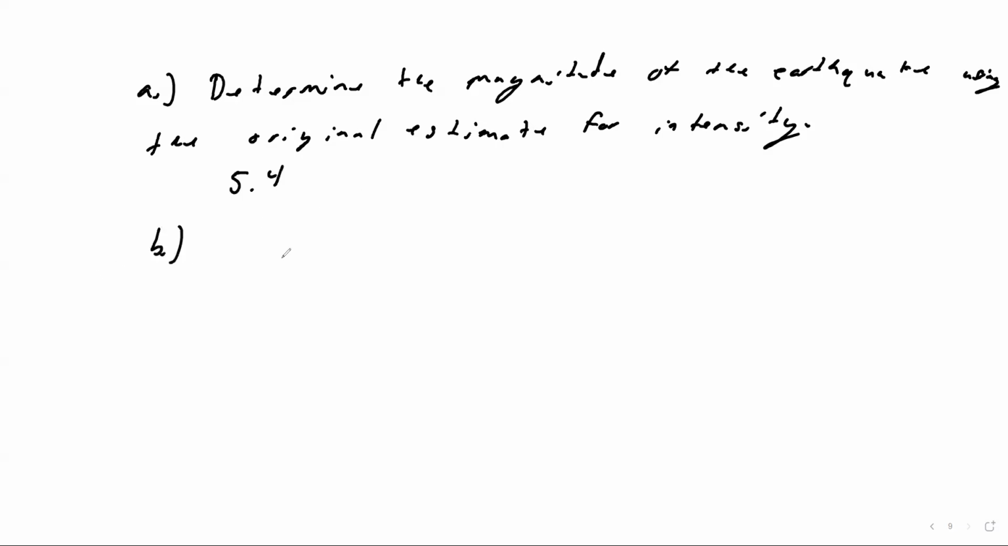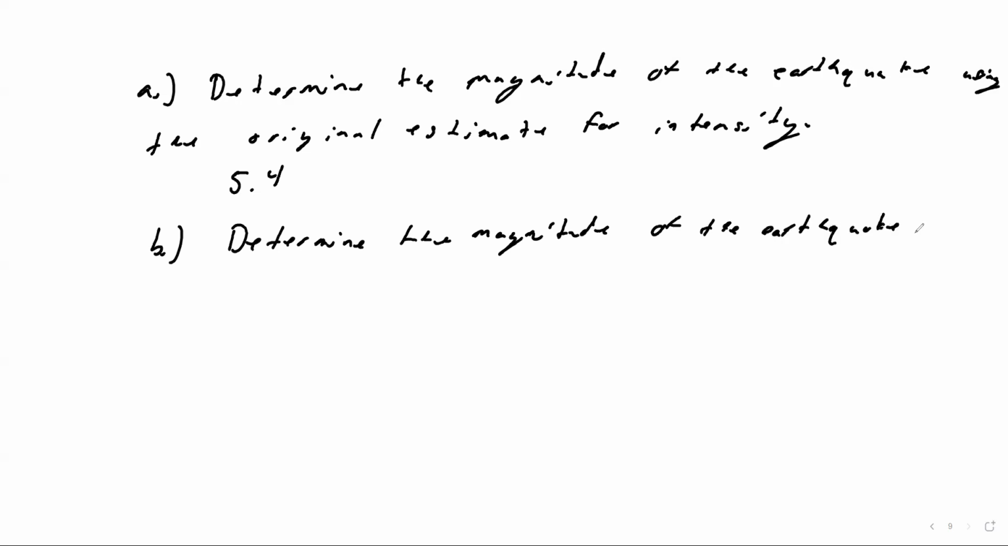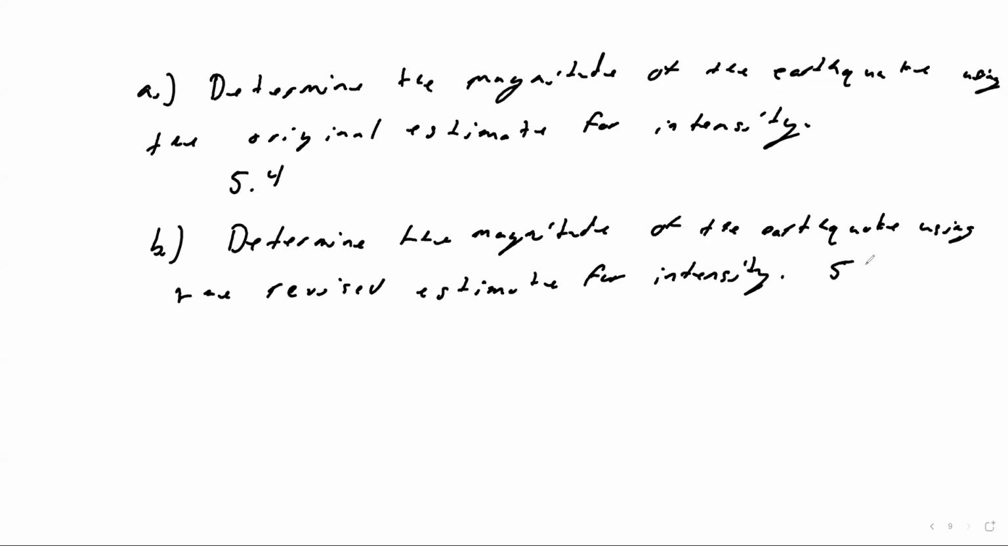Then part B says determine the magnitude of the earthquake using the revised estimate for intensity. And it's just going to be the second exponent, which in this case would just be 5.8.